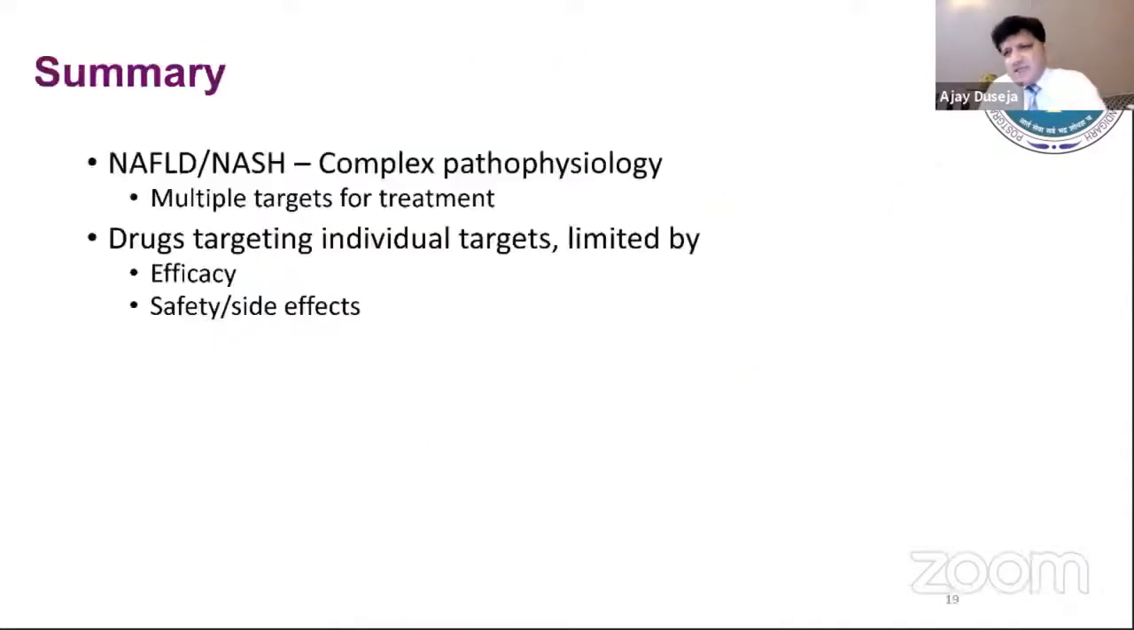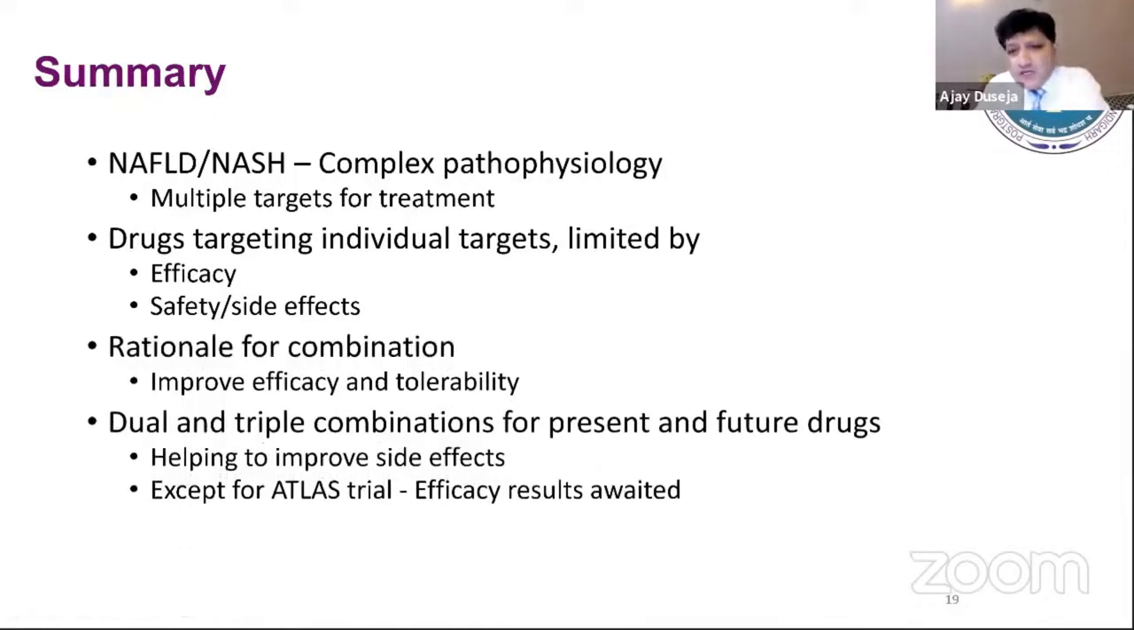So I think, ladies and gentlemen, let me summarize what I said in the last few minutes: NAFLD and NASH, we know, has a complex pathophysiology. There are multiple targets being used as treatment, and there are close to 100 clinical trials going on, individual drugs targeting different mechanisms. But the problem is about the efficacy, number one, and second is about the safety and the side effects. And that is the rationale of using the combination of drugs, that you want to improve the efficacy and you want to improve the tolerability or reduce the side effects.